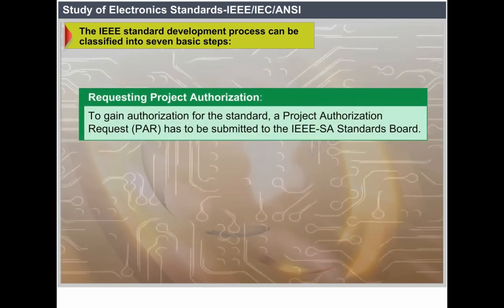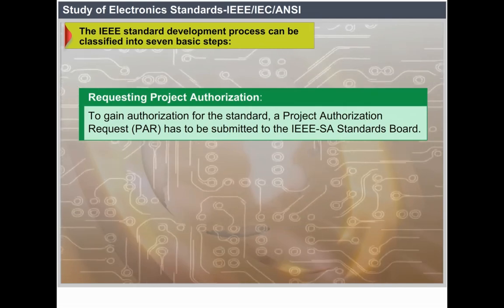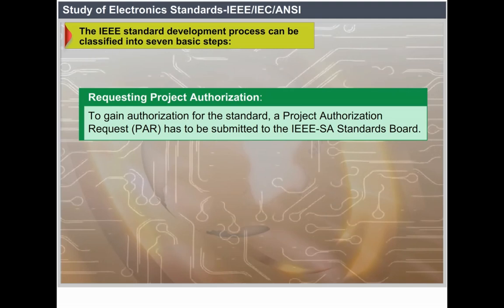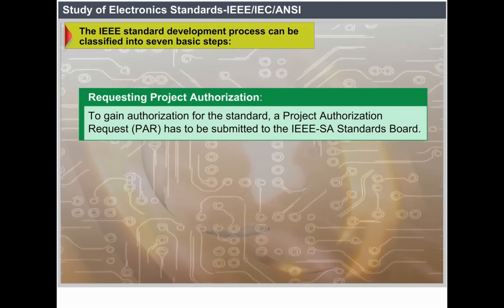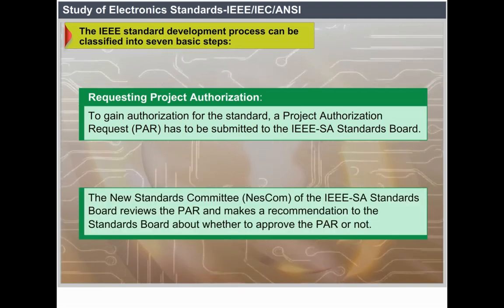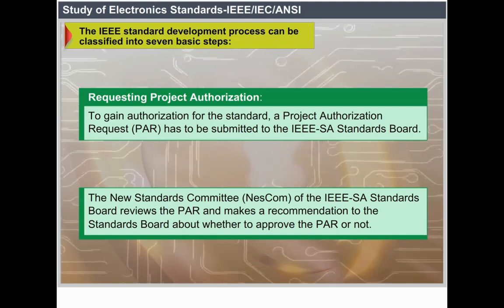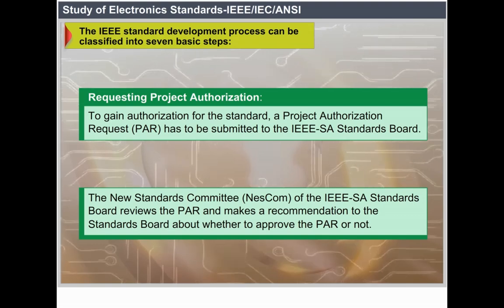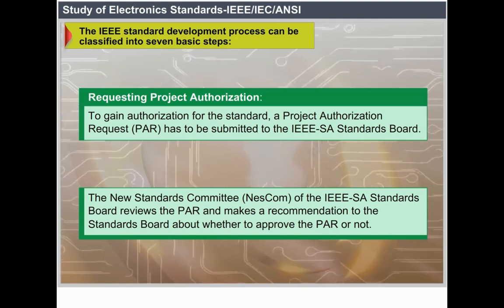Requesting project authorization. To gain authorization for the standard, a project authorization request (PAR) is submitted to the IEEE SA Standards Board. The New Standards Committee (NESCOM) of the IEEE SA Standards Board reviews the PAR and makes a recommendation to the Standards Board about whether to approve the PAR.